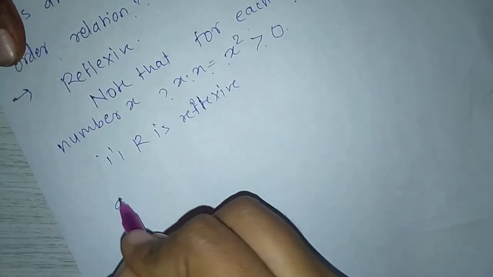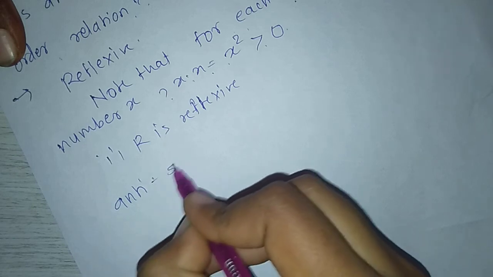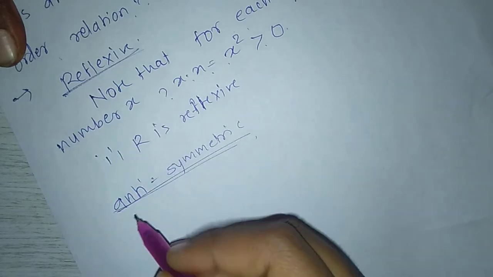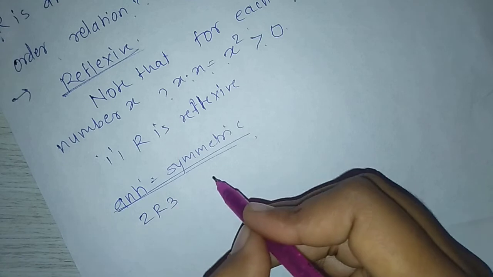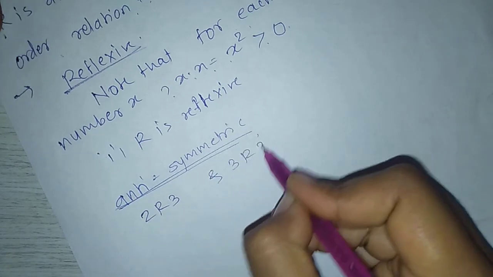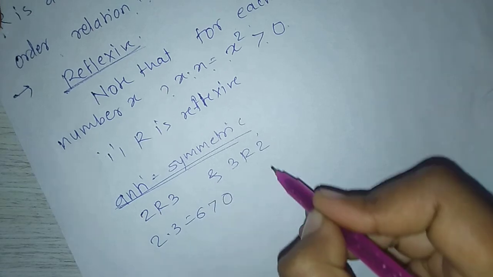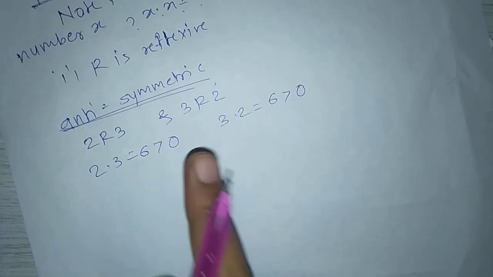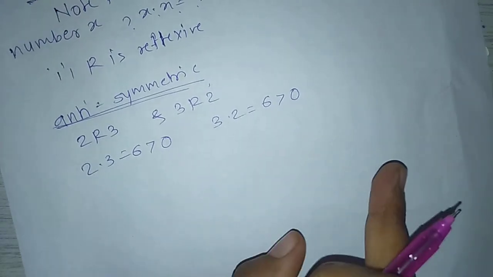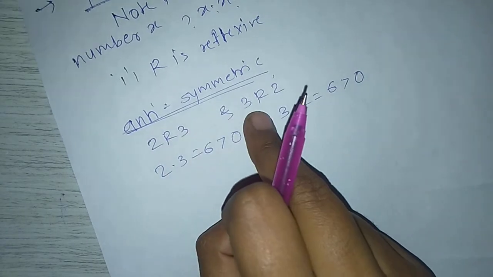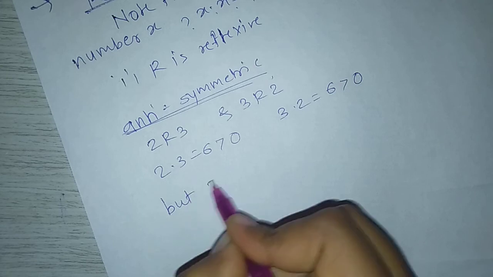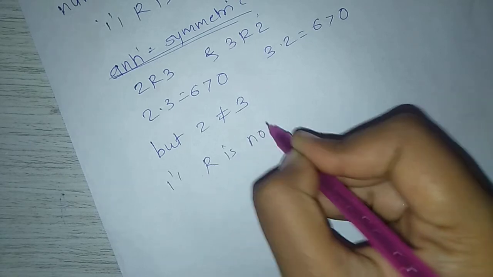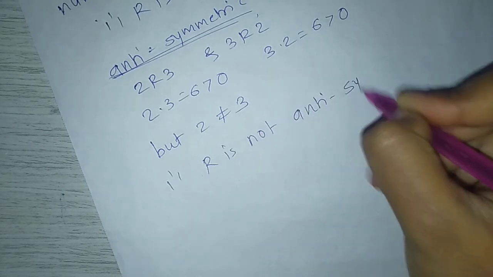Next, antisymmetric. 2 relates to 3 and 3 relates to 2, means 2 times 3 equals 6 greater than 0, 3 times 2 equals 6 greater than 0. For antisymmetric, a relates to b and b relates to a implies a equals b. But here 2 relates to 3 and 3 relates to 2, but 2 is not equal to 3. Therefore, R is not antisymmetric.